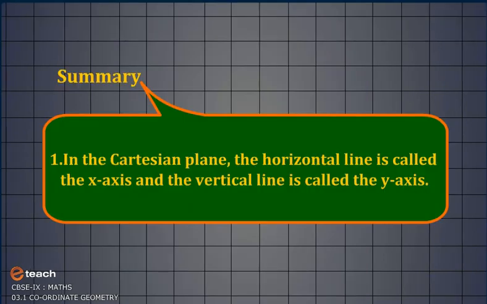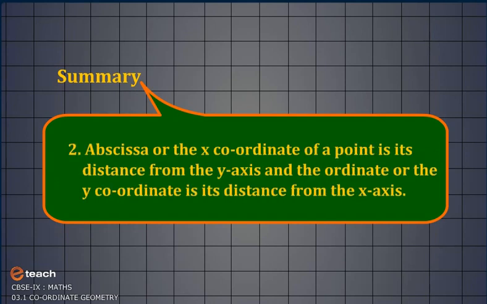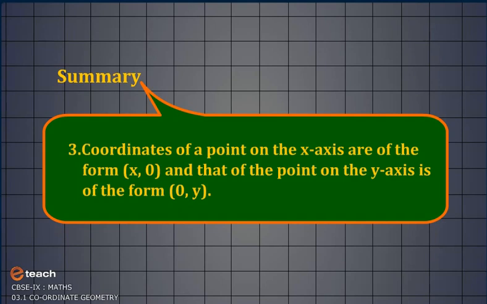Summary. 1. In the Cartesian plane, the horizontal line is called the x-axis and the vertical line is called the y-axis. 2. Abscissa or the x-coordinate of a point is its distance from the y-axis and the ordinate or the y-coordinate is its distance from the x-axis. 3. Coordinates of a point on the x-axis are of the form (x, 0), and that of a point on the y-axis are of the form (0, y).